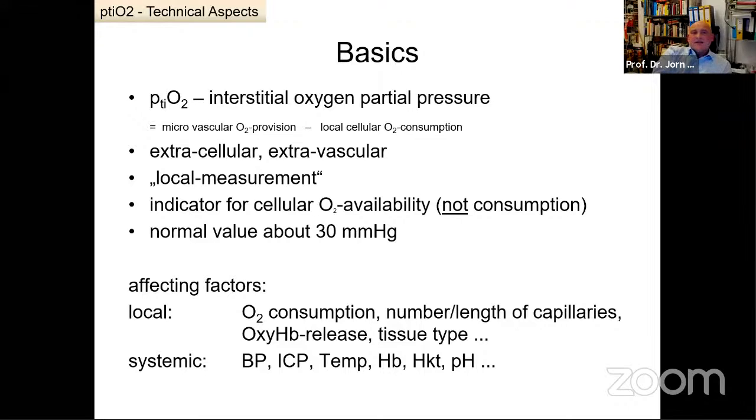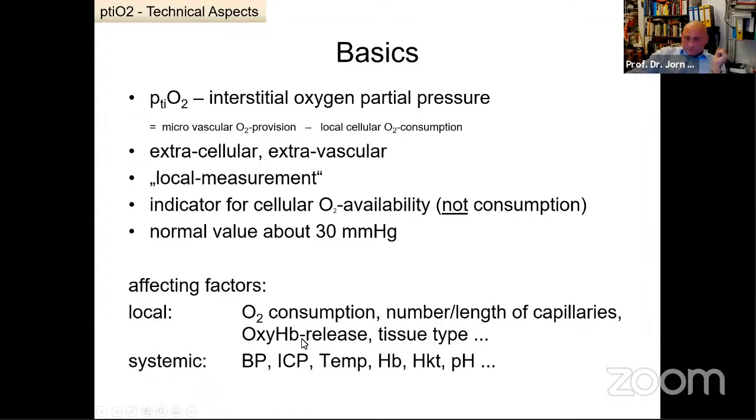The basics are you measure the interstitial oxygen partial pressure, which means we measure the oxygen that's available for consumption. It doesn't say anything about how much is consumed, or how much is getting into the tissue. It's just telling us how much oxygen is in the tissue where the probe is. So it's a local measurement, but we can make some conclusions about the global oxygenation of the brain as well. It is a very good indicator for the availability of cellular oxygen, but not the consumption, because the consumption can also be influenced by other parameters like pH, or an intoxication, for instance. Normal values are about 30 millimeters mercury. We'll get into that a bit later.